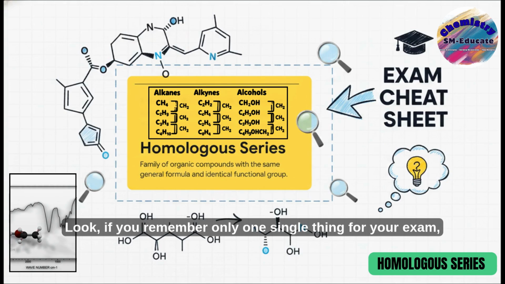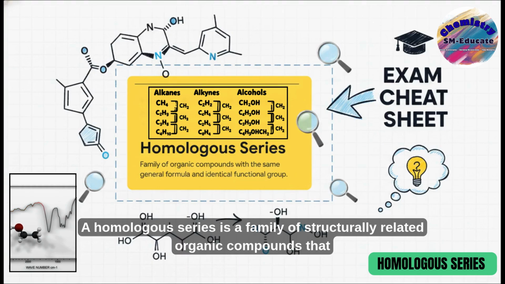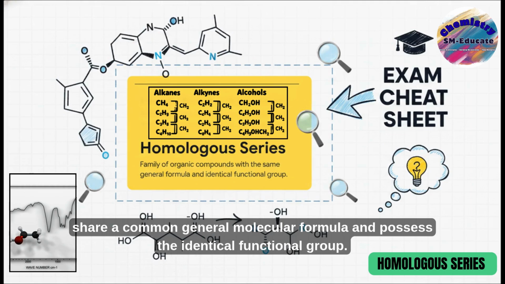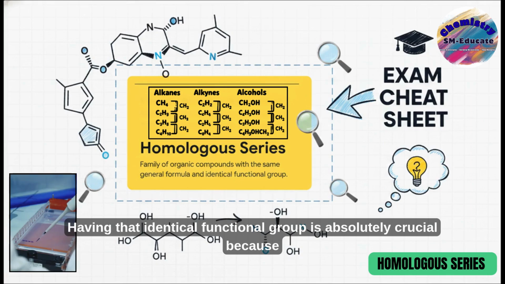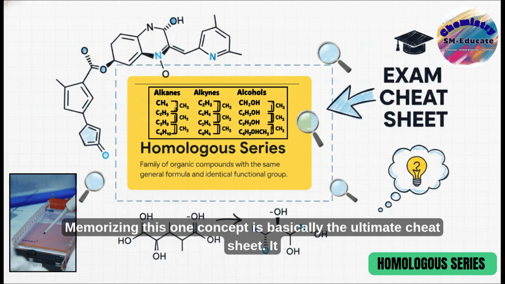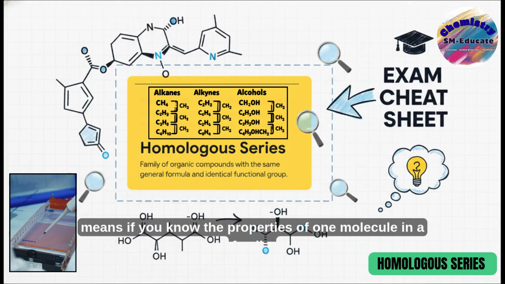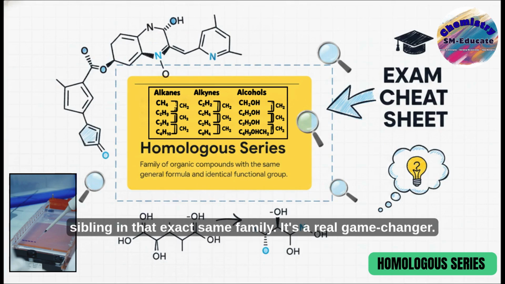Look, if you remember only one single thing for your exam, make sure it's this definition. A homologous series is a family of structurally related organic compounds that share a common general molecular formula and possess the identical functional group. Having that identical functional group is absolutely crucial because it dictates the entire chemical personality of the molecule. Memorizing this one concept is basically the ultimate cheat sheet. It means if you know the properties of one molecule in a family, you can accurately predict the chemical properties of a completely undiscovered sibling in that exact same family. It's a real game changer.